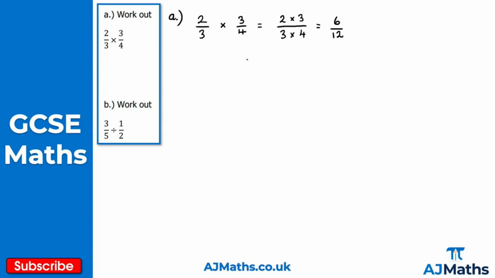That would be fine. It doesn't ask for it in its simplest form, but if we do simplify this here, this would be 1 over 2. Okay, so we get a half there. That's the solution to A.